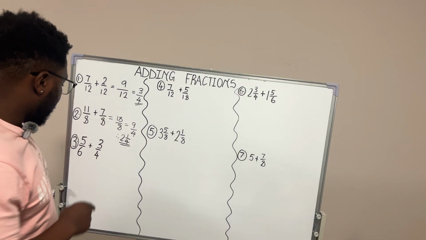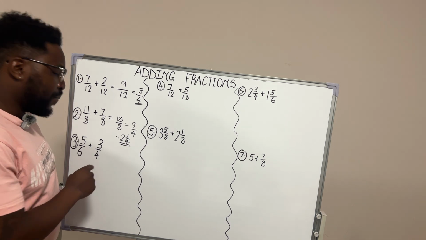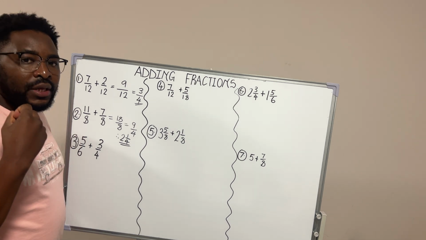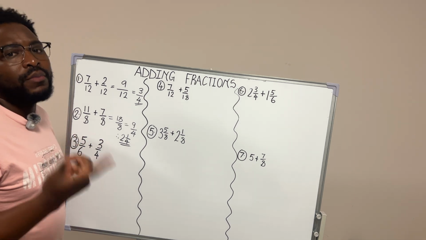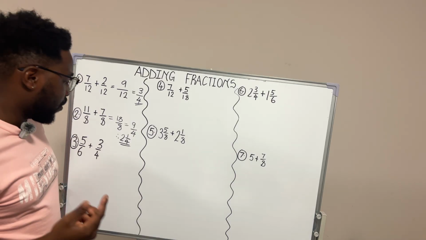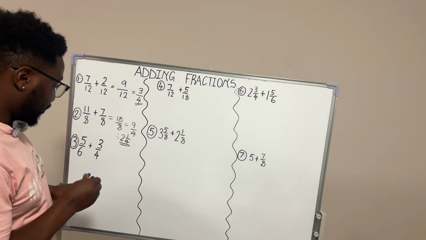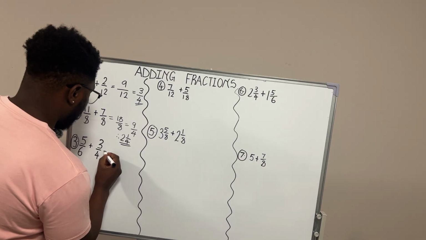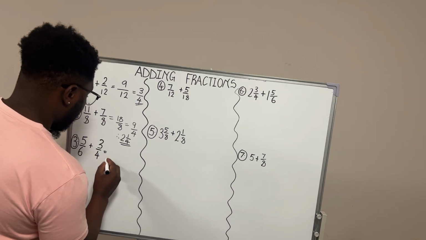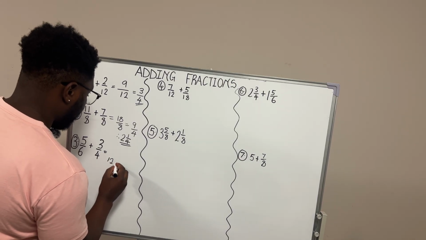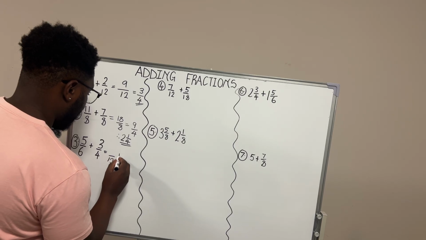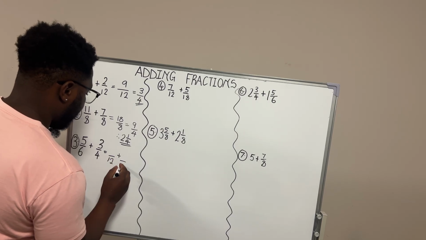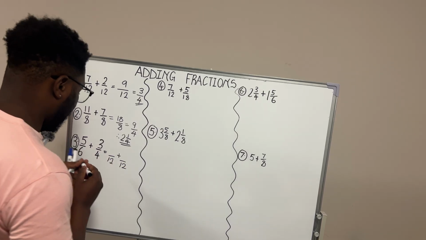Okay, so now if we look at 6 and 4, the lowest common denominator, or rather the lowest common multiple, is 12, right? Okay, so now let's do that. That would be equal to 6, that would be 12, plus 4, that would be 12.